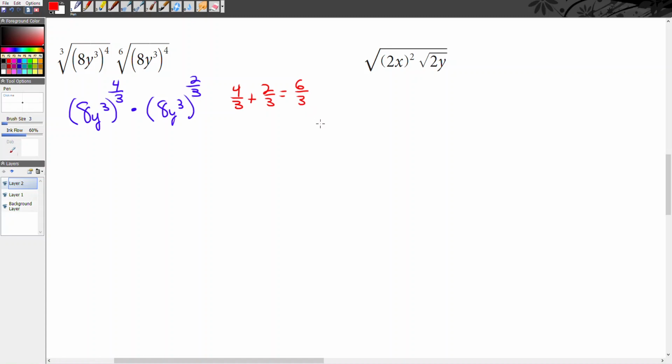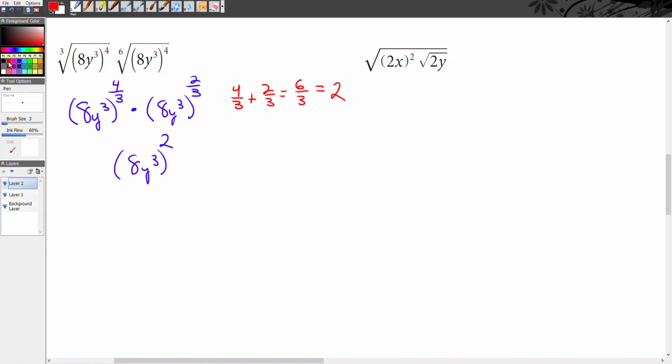And just like you would do with regular fractions, you would say, well, how can I simplify 6/3? Well, that equals 2. So now, this complex radical expression, we can rewrite it very simply as (8y to the third) to the second power. Now that I have that, I could finish evaluating by distributing this exponent of 2 inside this parentheses.